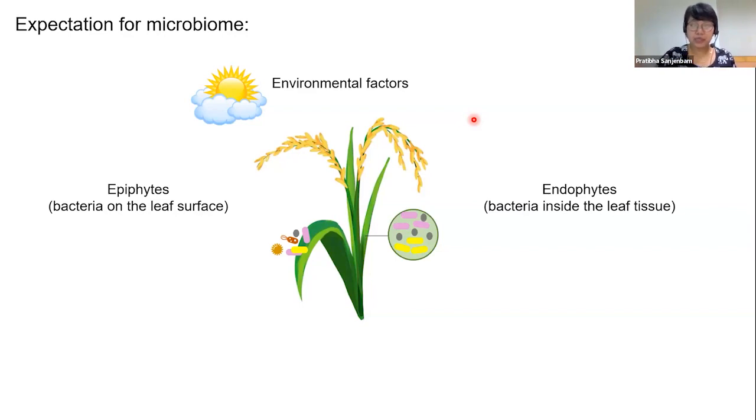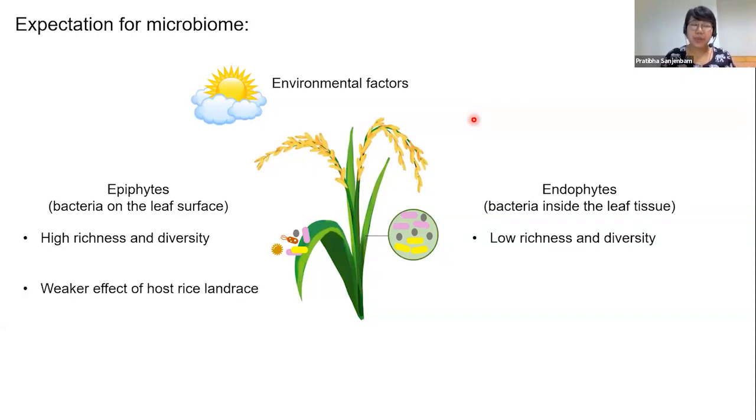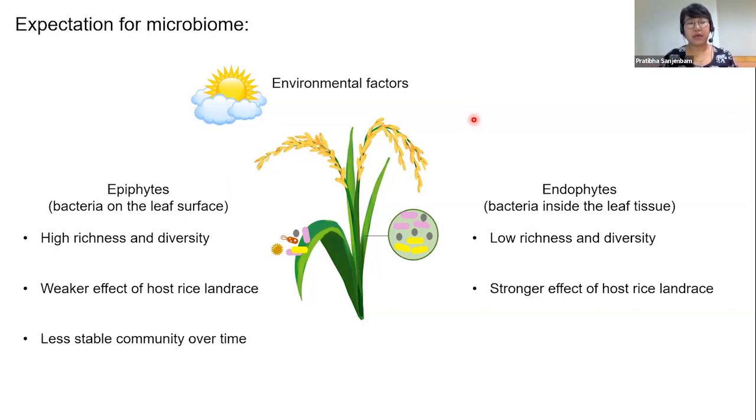So what do we expect? Very basic, right? We might expect to see higher richness and diversity in the epiphytic community as compared to the endophytic community. And we might expect to see a weaker effect of host landrace in the epiphytic communities since they are exposed to the environment all the time, as compared to the endophytic community, where I expect to see a stronger effect of the host rice landrace since they are in close proximity with the host tissue. And in fact, I would expect a less stable community over time in the epiphytic microbial communities as compared to the endophytic community.